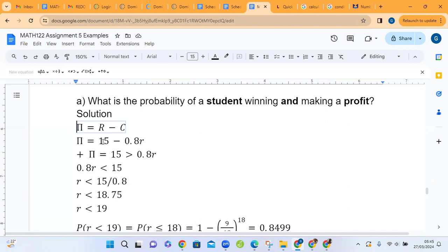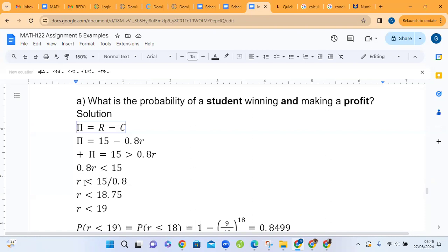Now, from the student's viewpoint, their profit is given by their revenue, which is the £15 they're going to win, minus their cost. Their cost is a variable cost. It depends on the number of trials, 80 pence per trial. So their cost would be 0.8 times R, the number of times that they try. Now you want a positive profit. So therefore you want your revenue to be greater than your cost. Okay, you want your cost to be less than your revenue.